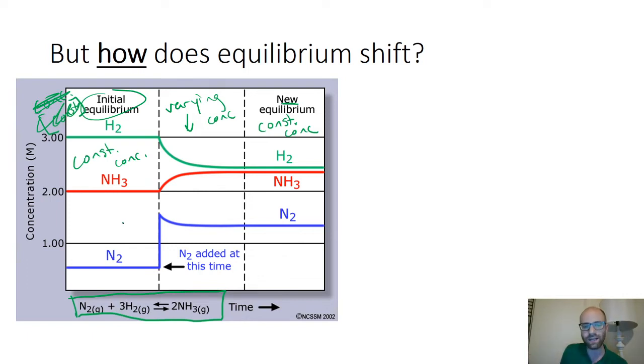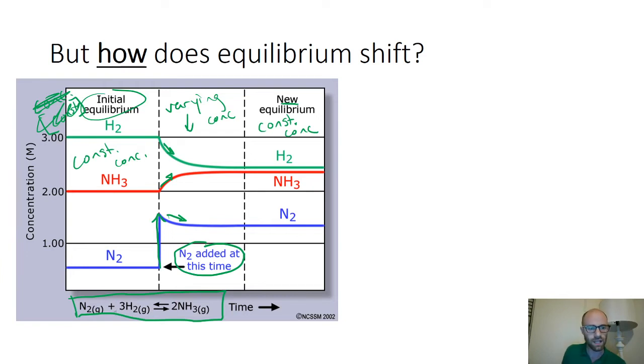And that's how we get the shift. So we've got our stress. They tell you point blank what our stress is. And that stress causes the amount of nitrogen to increase. So that's our stress. In immediate response, we see an increase in the amount of ammonia and a decrease in the amount of hydrogen. And we actually see a slight decrease in the amount of nitrogen.